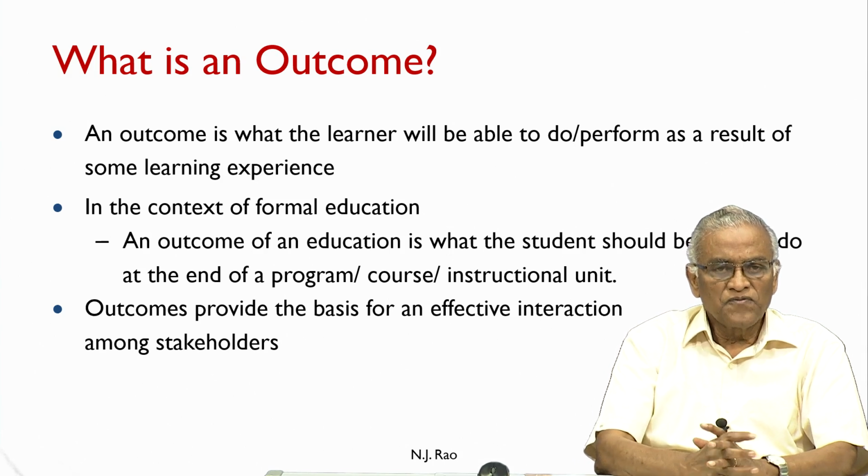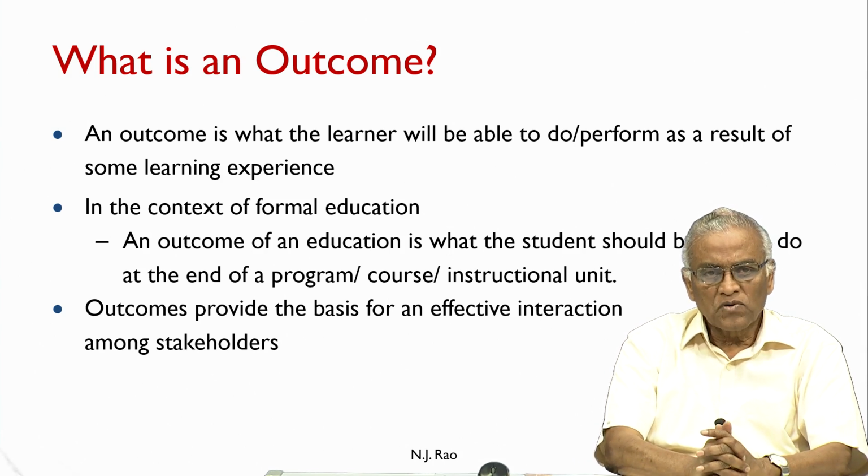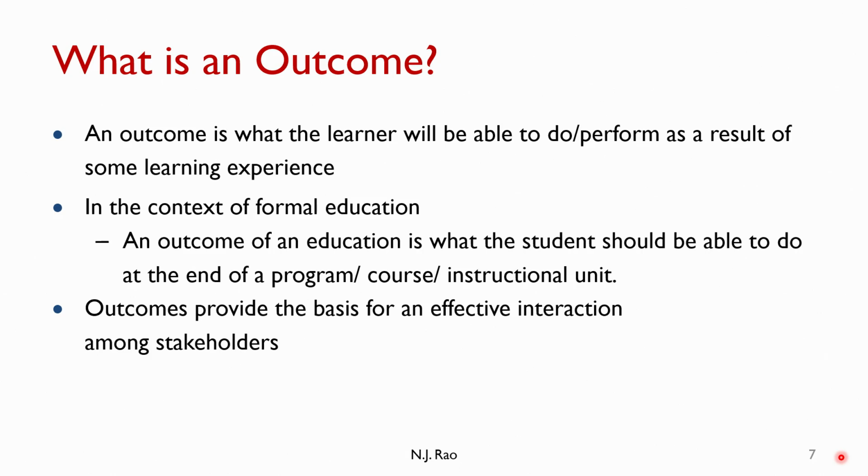In the context of formal education, an outcome of an education is what the student should be able to do at the end of a program, a course or an instructional unit. For example, you have a 3-year program. So, at the end of a 3-year program, what do you want your student to be able to do?